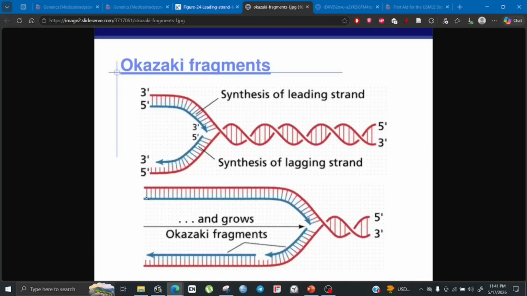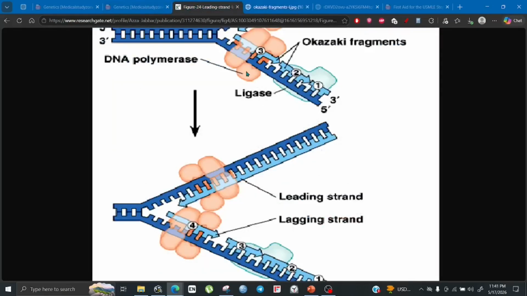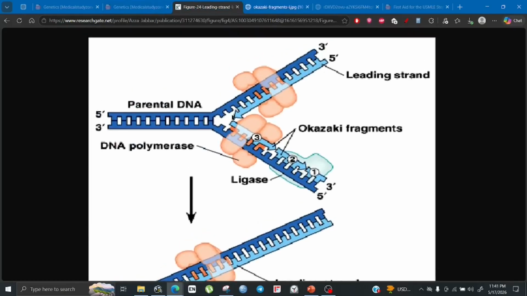And there is only one strand that is forming in this direction. This strand, you can see the arrow over here, right? Even if in this picture, this is the replication fork. So we need to identify which strand is forming in the direction of the replication fork. And you can see this strand is forming in the direction of the replication fork, right? This is going away from it. This is going towards it.